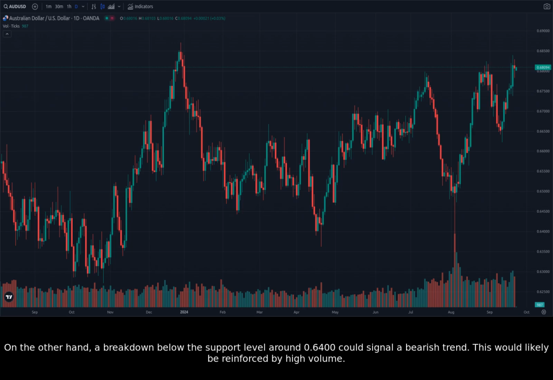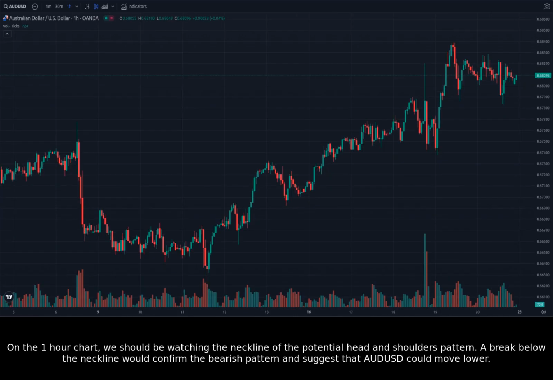On the other hand, a breakdown below the support level around 0.6400 could signal a bearish trend. This would likely be reinforced by high volume. On the 1-hour chart, we should be watching the neckline of the potential head and shoulders pattern. A break below the neckline would confirm the bearish pattern and suggest that AUDUSD could move lower.